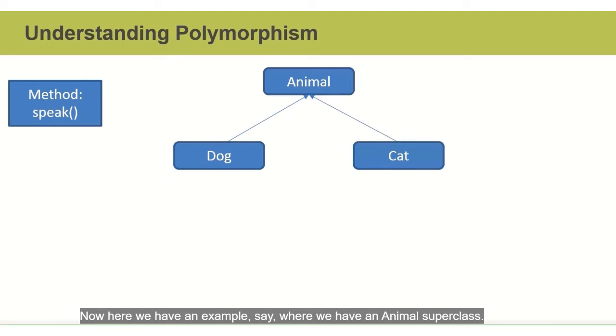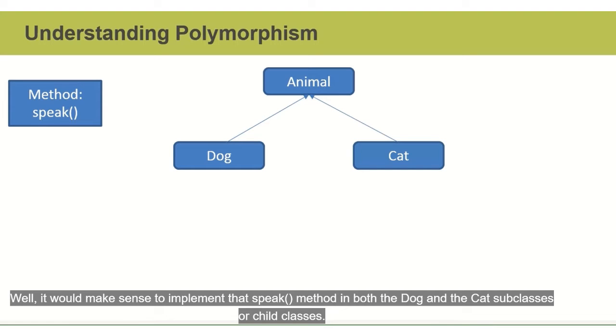Now here we have an example, say where we have an animal superclass. And we also have a dog and a cat, and they're both types of animals. And let's say, for instance, that the animal superclass has a speak method. Well, it would make sense to implement that speak method in both the dog and the cat subclasses or child classes. But what each of those methods says for the dog and the cat is going to be two different things, right? Because a dog barks or says woof, and the cat would meow. So this is where polymorphism comes into play.